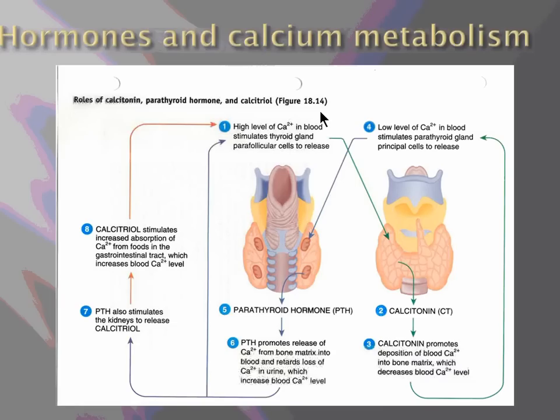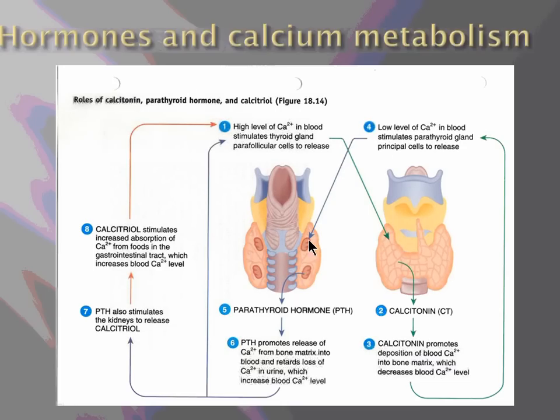This is again a good review for you on hormones and calcium metabolism. So you can see calcitonin and parathyroid. Here if there's a high level of calcium in the blood, the parafollicular cells will release calcitonin. This promotes deposition of blood calcium into bone and decreases the blood calcium levels. If the blood calcium levels go really low, that stimulates parathyroid cells.